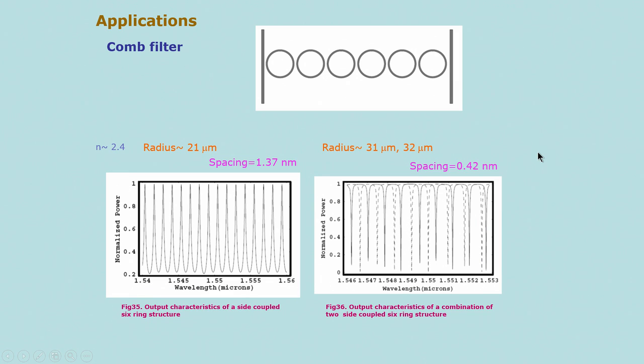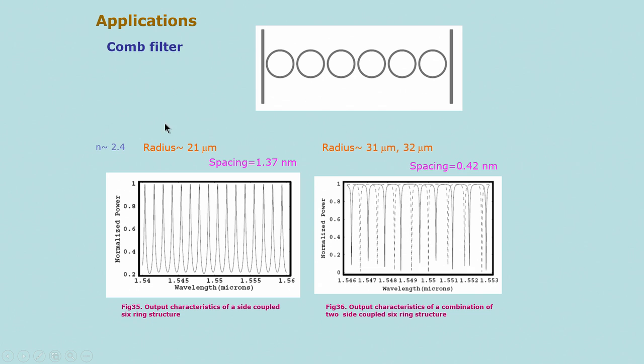So, there are many applications. I am showing you a couple of applications, the comb filter. You can design the rings to be of different radii and couple light across these resonators. There are many coupling points at each of these junctions. There is coupling of light power from one ring to the other, which could be very well exploited for making comb filters. A comb filter is a structure where it resonates at many closely spaced frequencies.